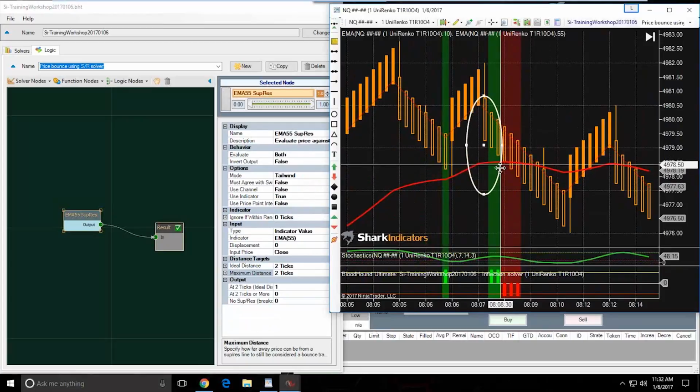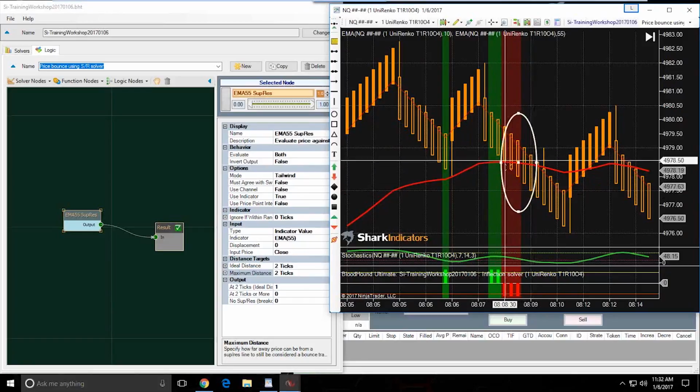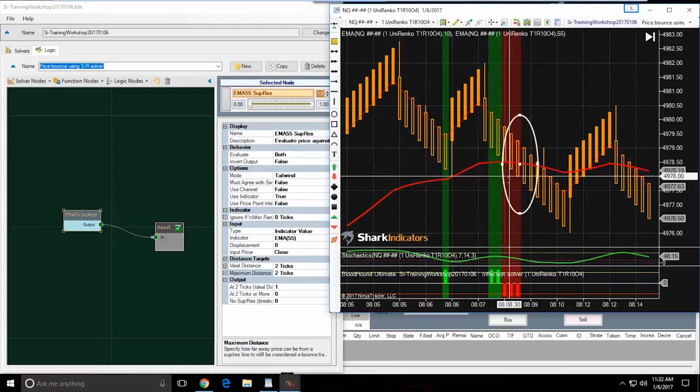You can see over here we're getting a long output. When price is above our moving average, we're getting a long output. And then when price breaks below the moving average, then we're getting a short output. Right? So that's kind of why the support resistance solver isn't quite the appropriate solver. It's because of how the output behaves.